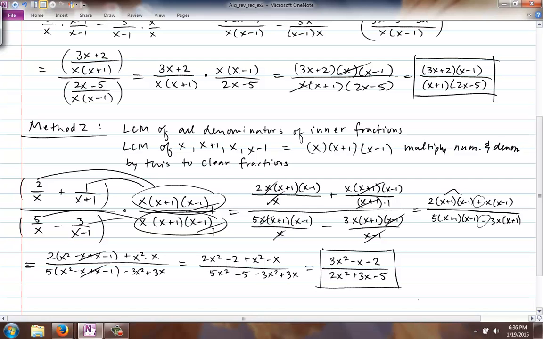You can do any problem that you're going to encounter in this class by either method. It's just kind of nice to know both, and there will be cases where one is faster than the other, so it's kind of nice to know both.